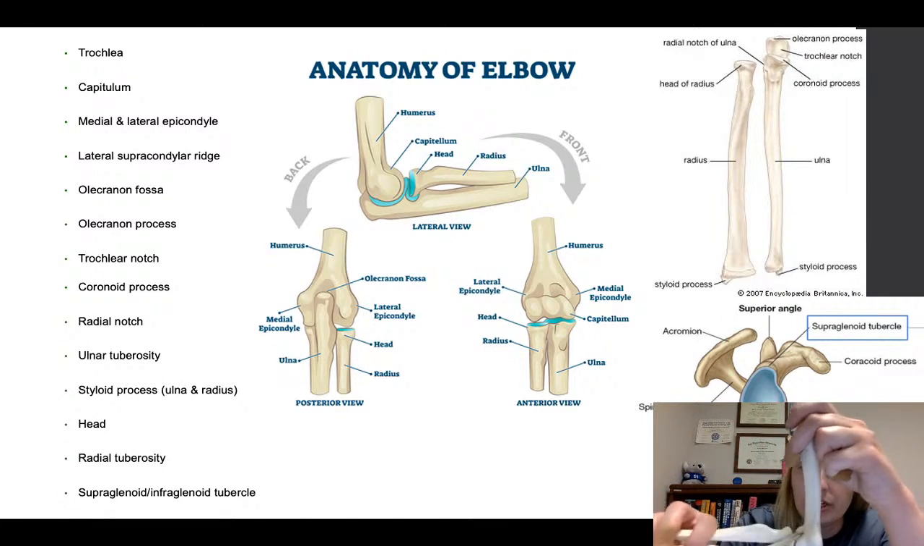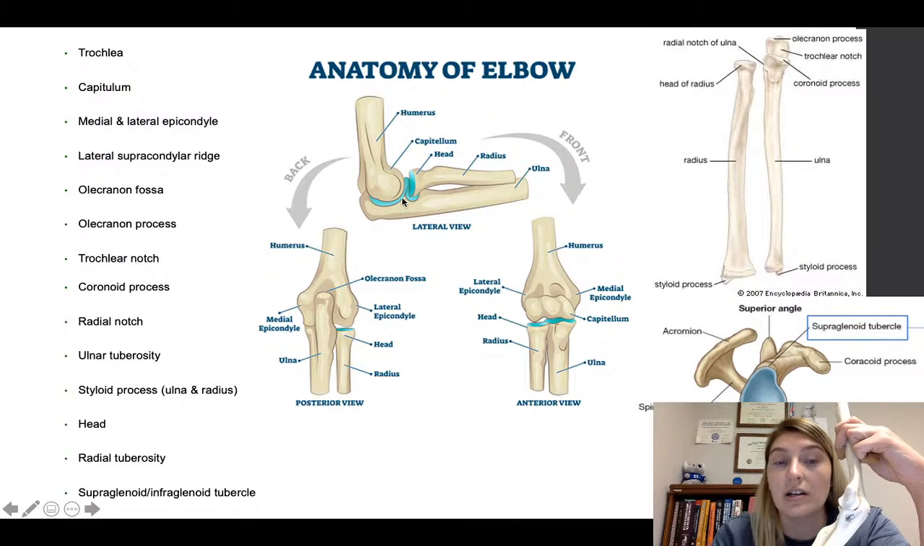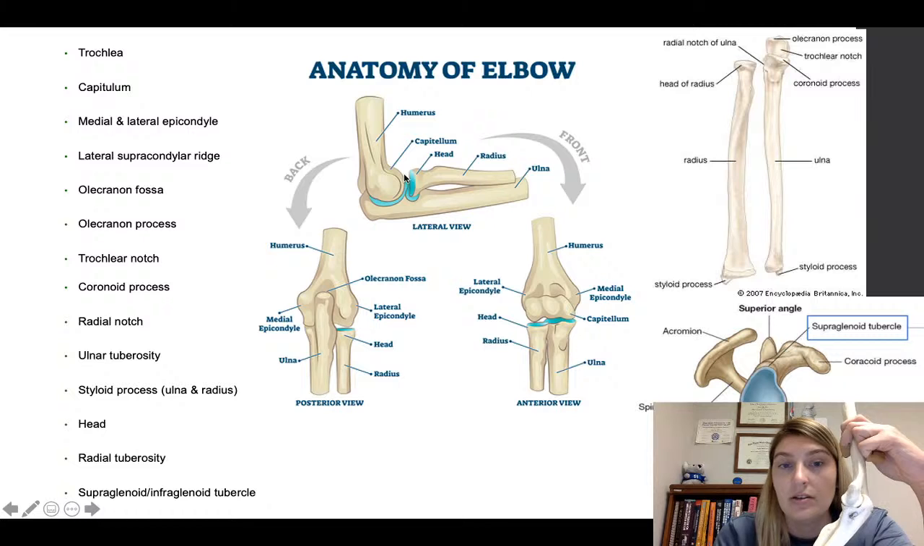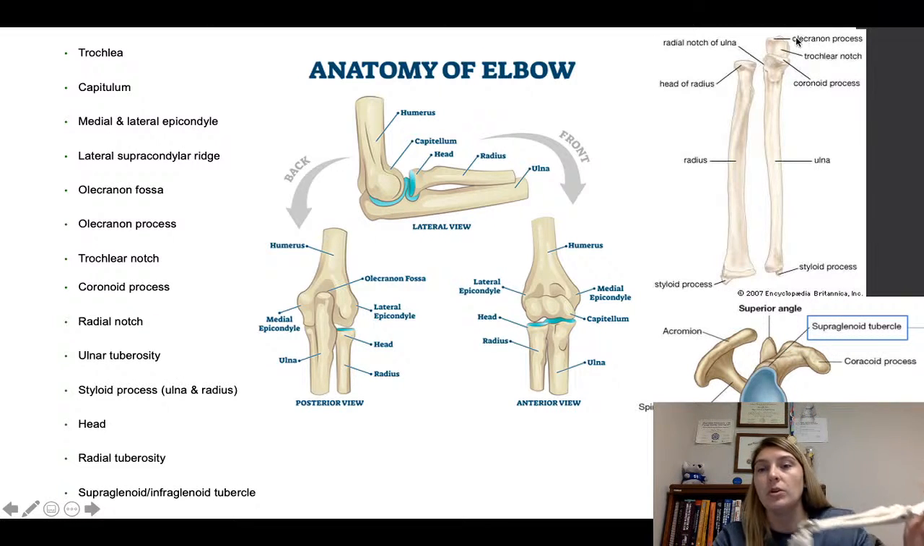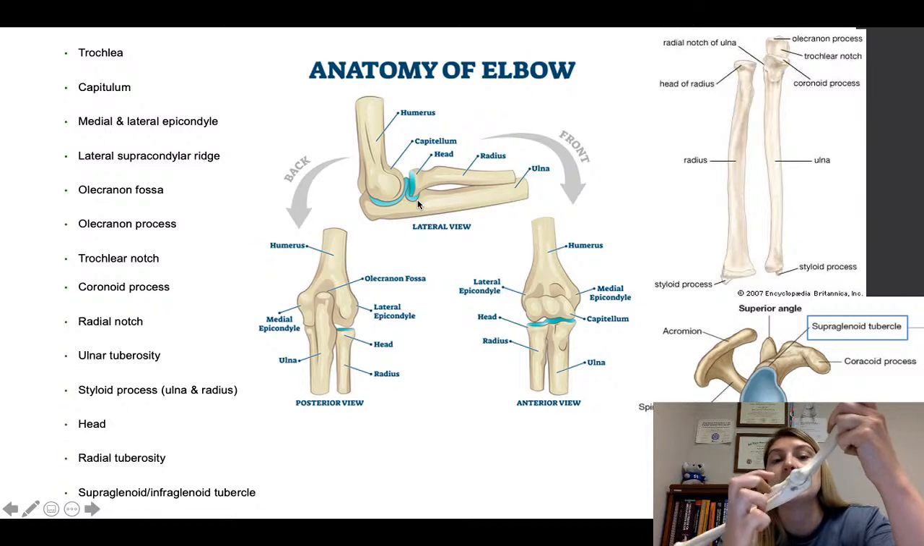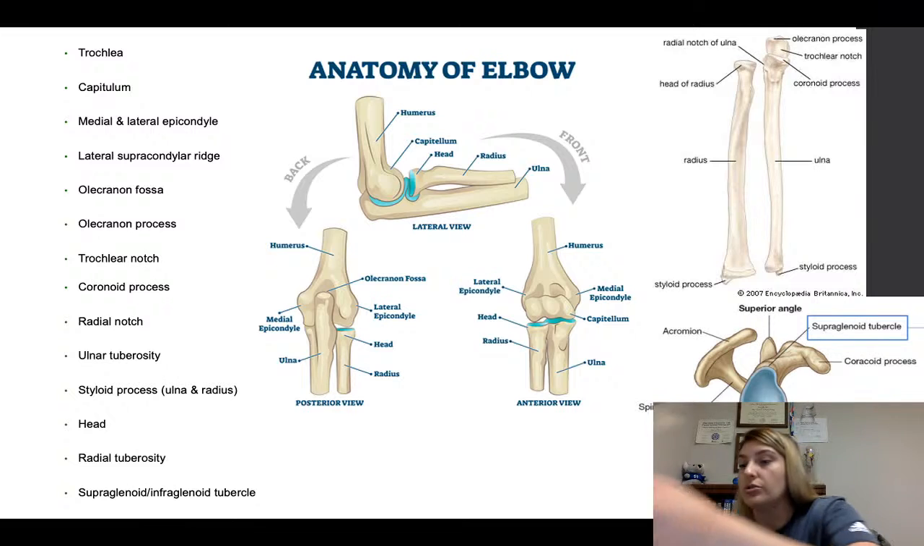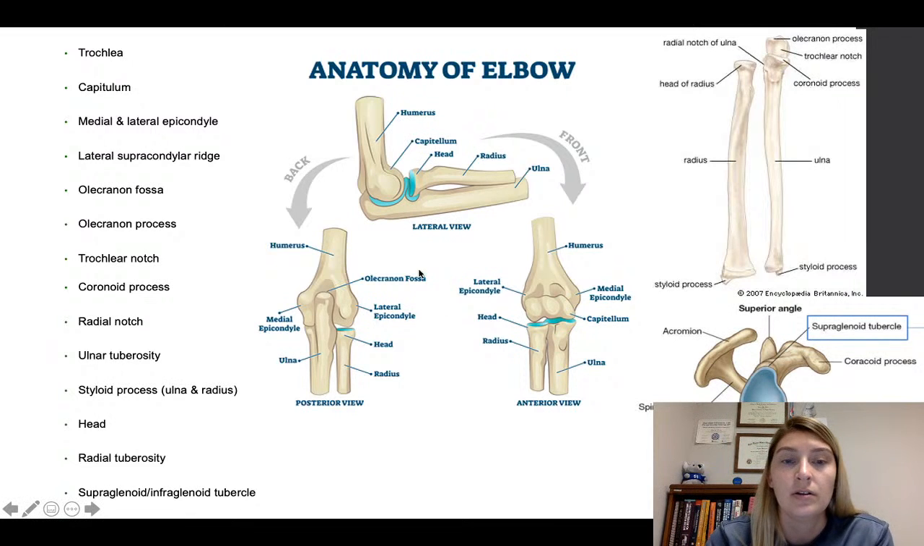Now the trochlear notch is going to be the actual innards of the C. So that whole curved portion is the trochlear notch. We can see that right here as well. Coronoid process, we know, is the front portion of that C. Coronoid process.